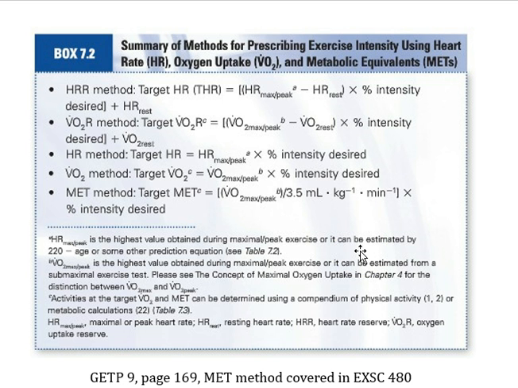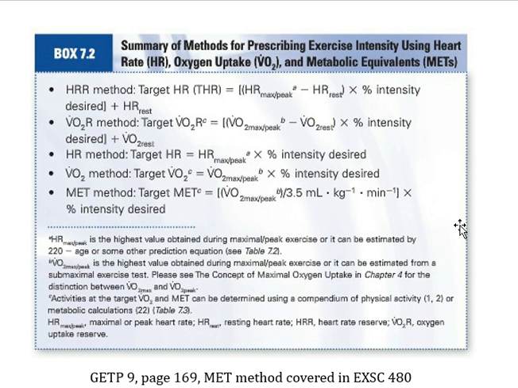So here are your ways for prescribing exercise intensity. You should be familiar with the heart rate reserve method, the first one. That is your Karvonen formula: 220 minus age, minus your resting heart rate, times the intensity percentage, and then you add the resting heart rate back in. Again, you should have covered this in your other classes. The VO2 reserve method: your max VO2 minus your resting VO2 times the intensity percentage. The heart rate method, the straight percent: 220 minus age times the intensity percentage.